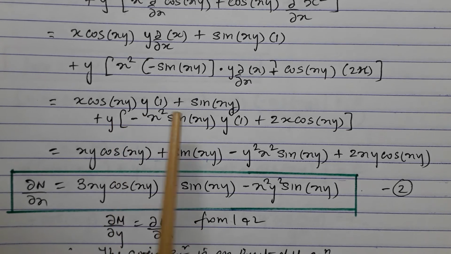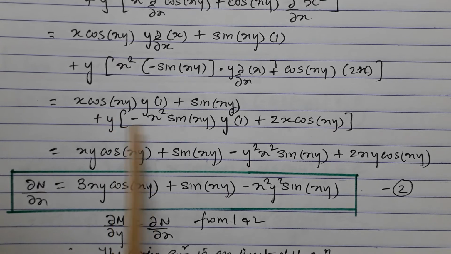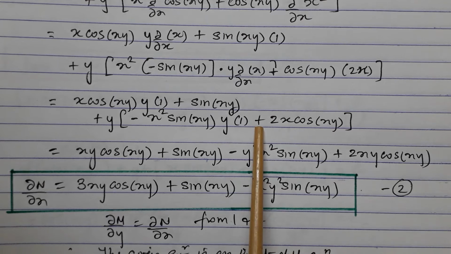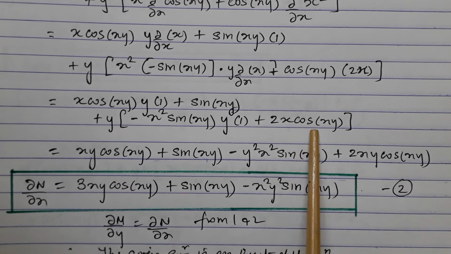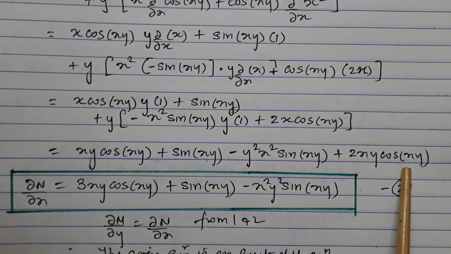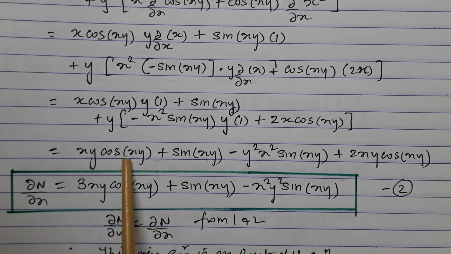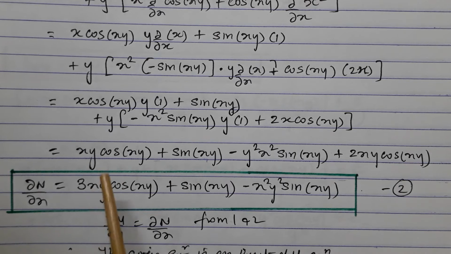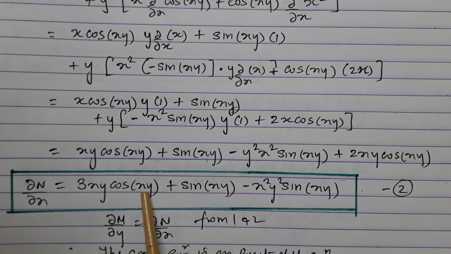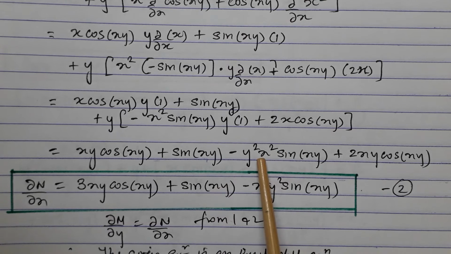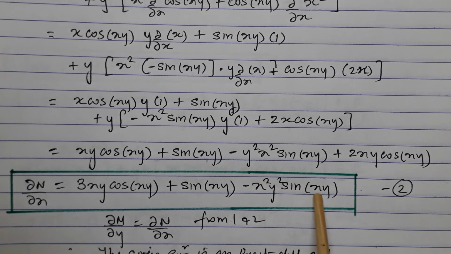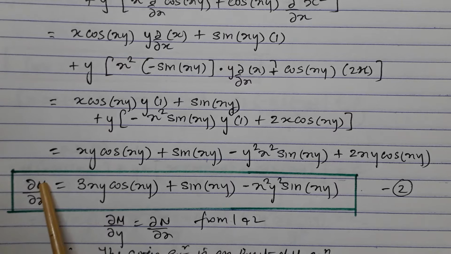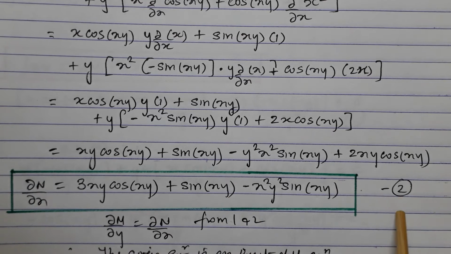Now let us open this bracket. This would be minus y square x square sin xy plus 2xy into cos xy. So we can see that xy cos xy and 2xy cos xy are like terms, so we can add them up. This would be 3xy cos xy plus sin xy minus x square y square sin xy. So this is del n by del x, and we can call this equation 2.